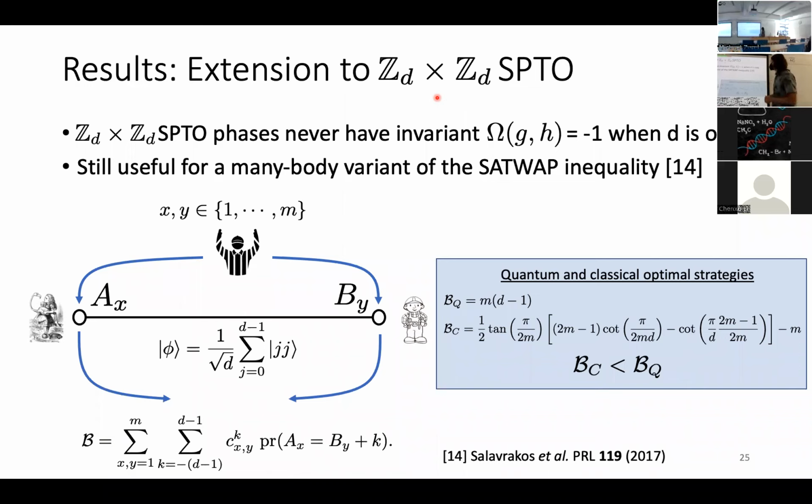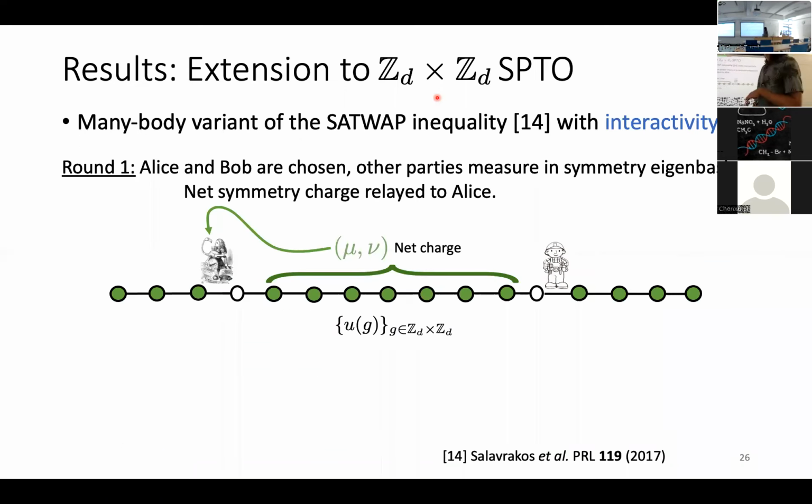Great. There are some complicated expressions for the maximal value I could get quantum mechanically and classically. But for every value of m and D greater than or equal to 2, it turns out that the quantum value is greater than the classical value. So the question is how to turn this into a many-body non-local game. It turns out that we need to add one additional ingredient, which is interactivity, which I can tell you a little more about at the end if you're interested.